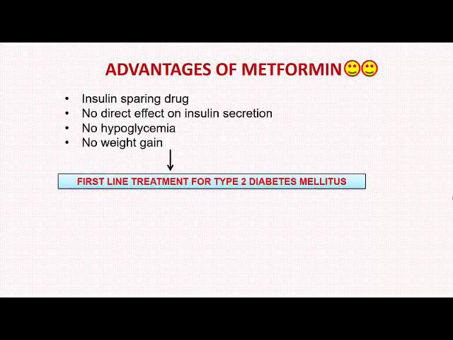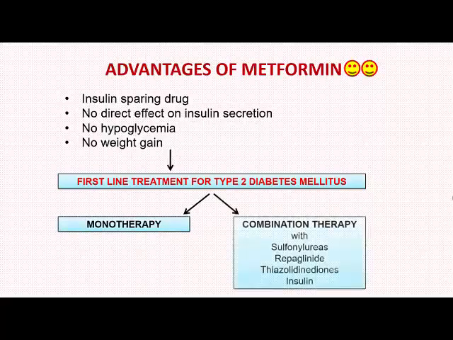How is it used in these patients? It may be given either as a monotherapy, which means that it can be used alone, or it can be given in combination therapy, where it can be combined with virtually every other drug used in type 2 diabetes mellitus. Hence, it may be combined with sulfonylureas, repaglinides, thiazolidinediones, or insulin.